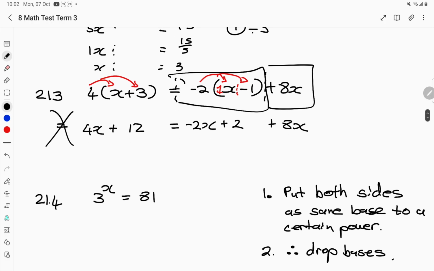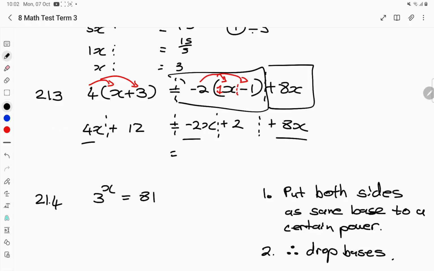All right, and then again, separate your terms. I feel like a broken record, just saying the same thing over and over. People don't do it. We have a 4x, a negative 2x, and an 8x. These are all like terms, so we can work with them. They can add and subtract to each other. So let's chuck it all to the left, or to the right. I don't know. Doesn't matter.